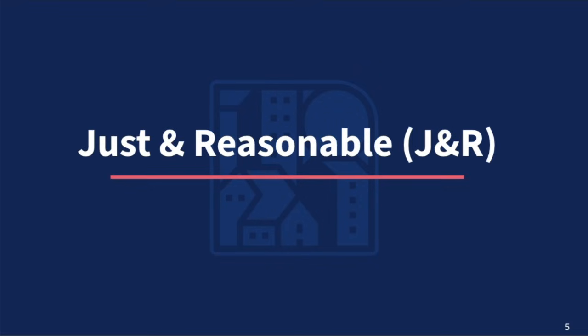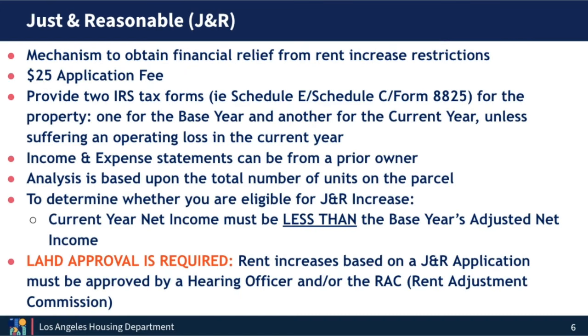Just and reasonable, or J&R. J&R is a mechanism to obtain financial relief from rent increase restrictions. It requires a $25 application fee. You provide 2 IRS tax forms, Schedule E, Schedule C, or Form 8825 for the property, one for the base year and another for the current year, unless suffering an operating loss in the current year.